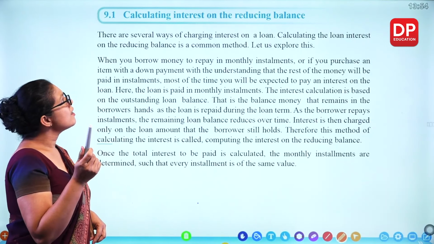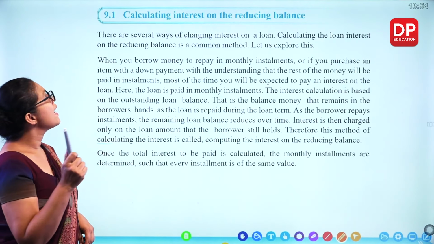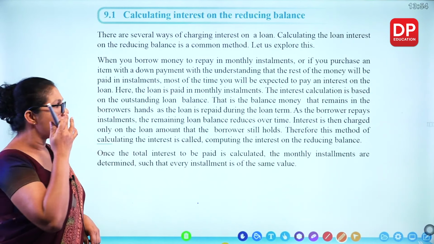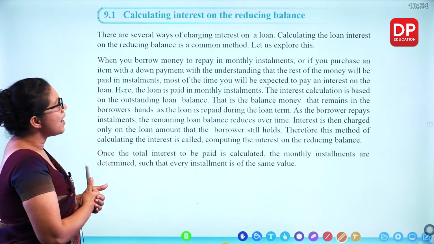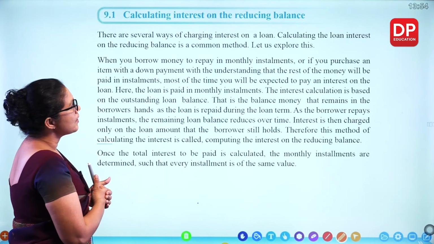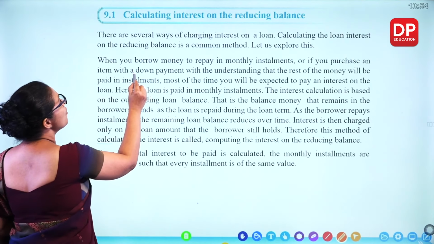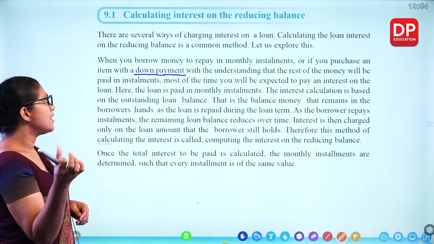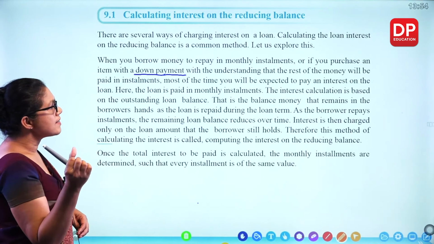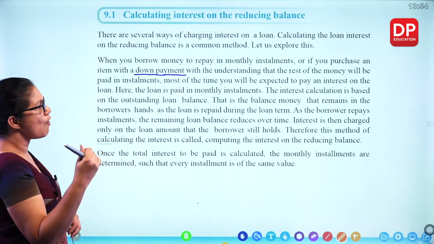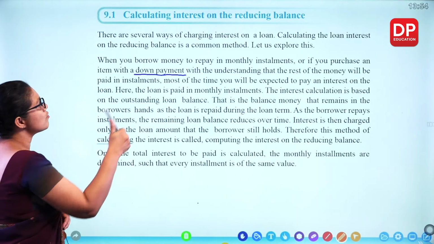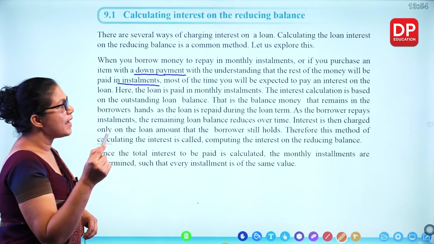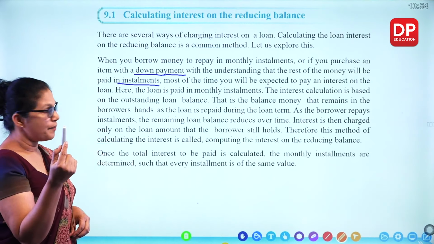Now, when you are taking loans, sometimes you pay the interest on the reducing balance. What is that? When you take money, you first pay a certain amount, which we call the down payment, with the understanding that the rest of the money will be paid in installments. Most of the time you will be expected to pay an interest on the loan.